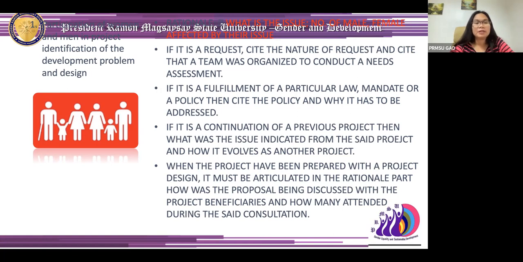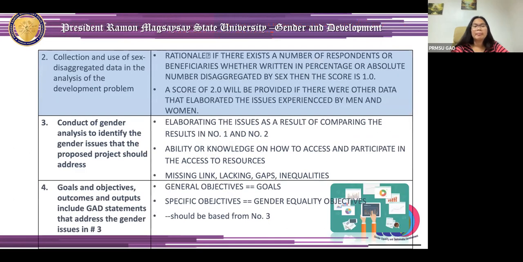We have the participation of men and women in the project, identification pa lang. So dapat po, when you still identify the project, nakapagpa-meeting kayo, you have your male and female participants. And you have your data, which is sex disaggregated. That means telling us how many are male, how many are female attendees. So ang attachment nito ay ang attendance. And of course, you can take pictures.